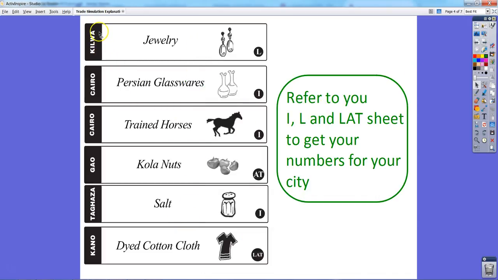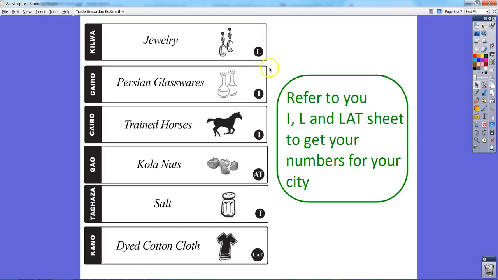Notice that on the left edge of the trading items, it tells you where it came from. And of course, there is the word and the image of the trading item. And then in the lower right hand corner, it tells you which culture is being brought by these traders. So for example, jewelry is from Kilwa, and the traders from Kilwa also brought their language to your city.